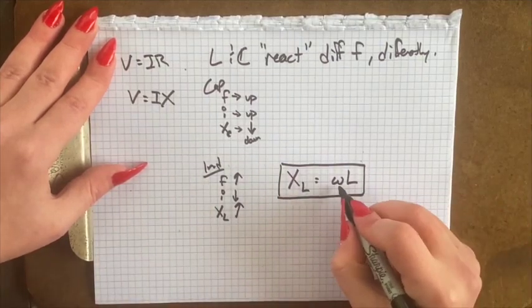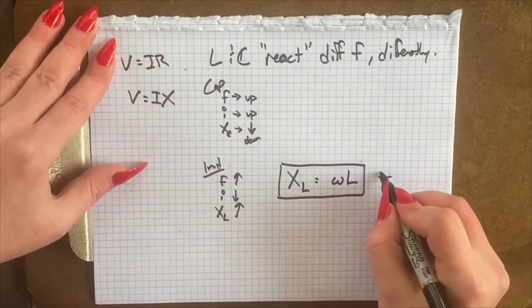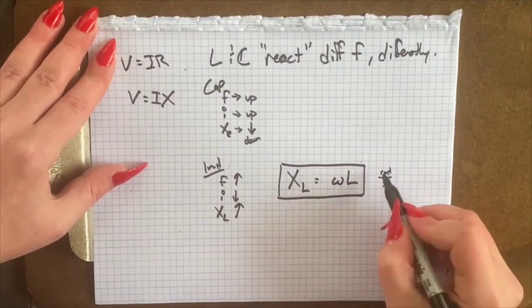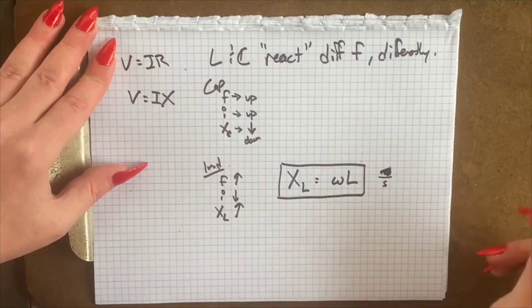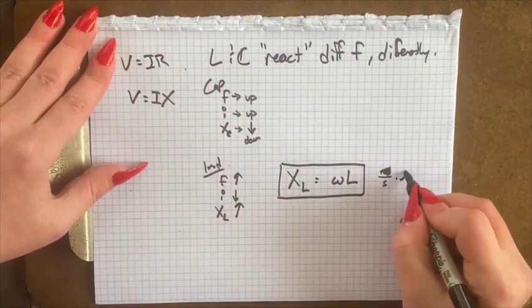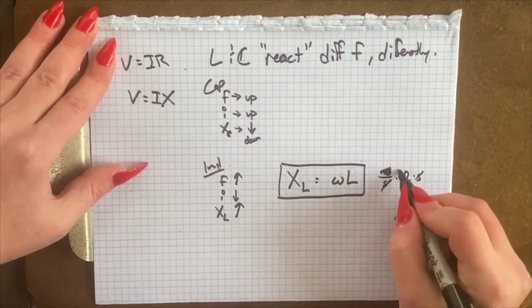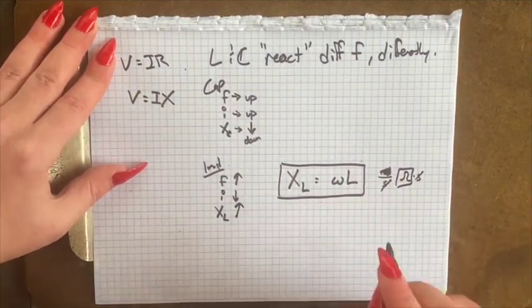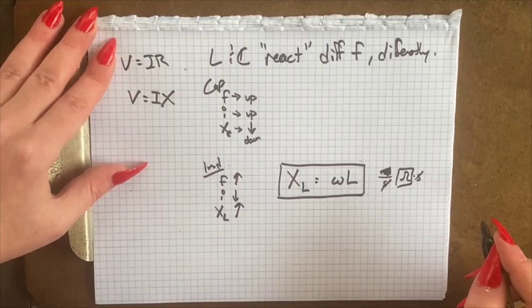Let's try this. Frequency is rad per second, but we know radians are kind of easily forgettable. And then the inductance is an ohm times a second. What do you know? It does come out in terms of ohms.